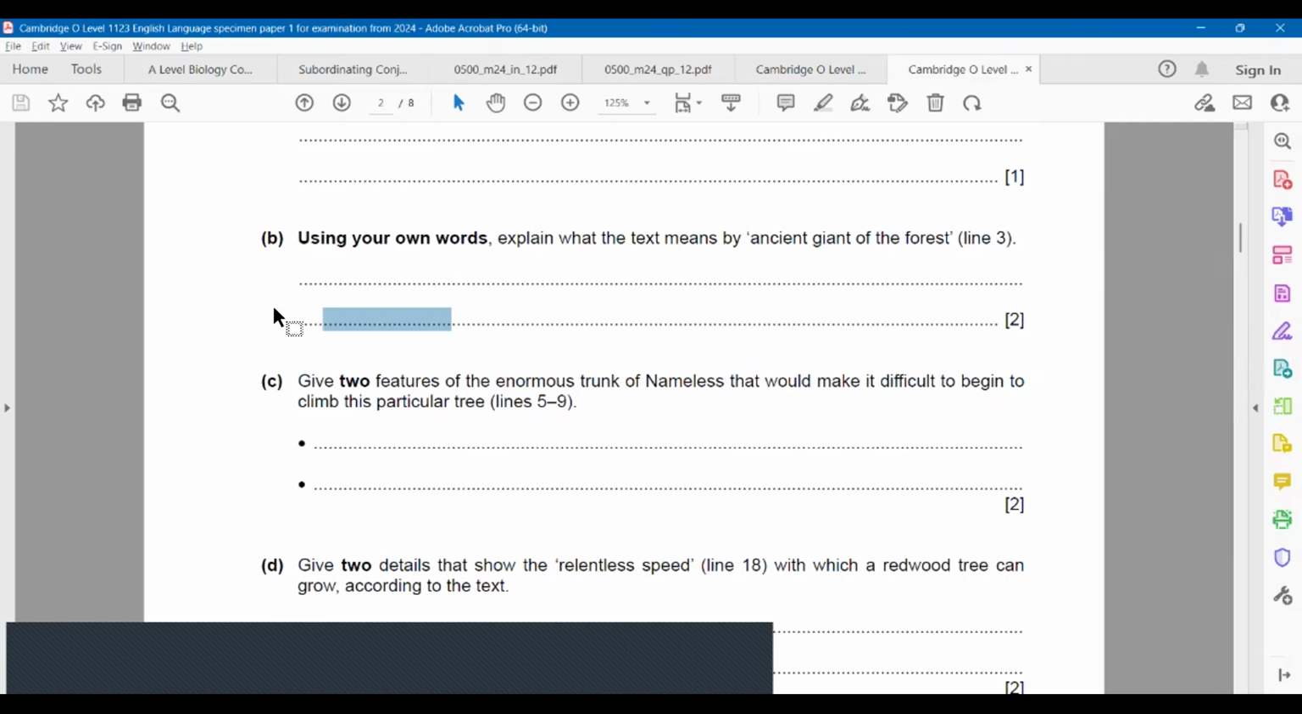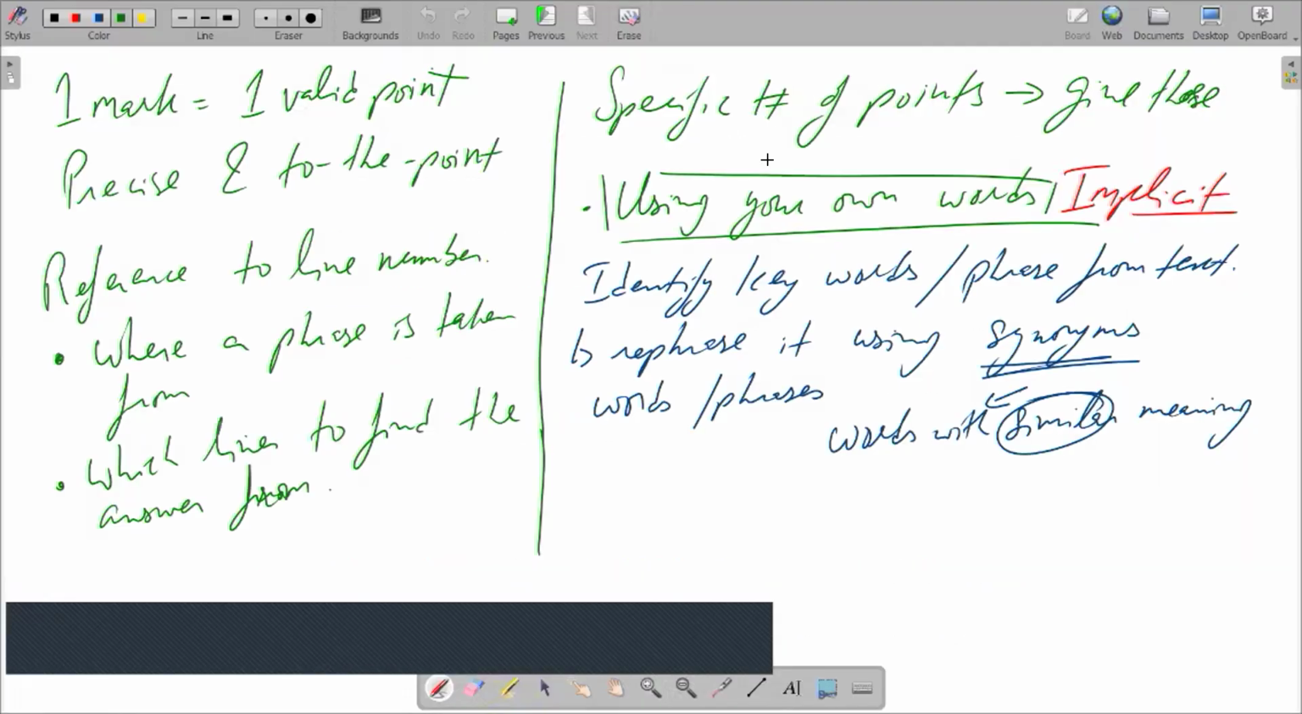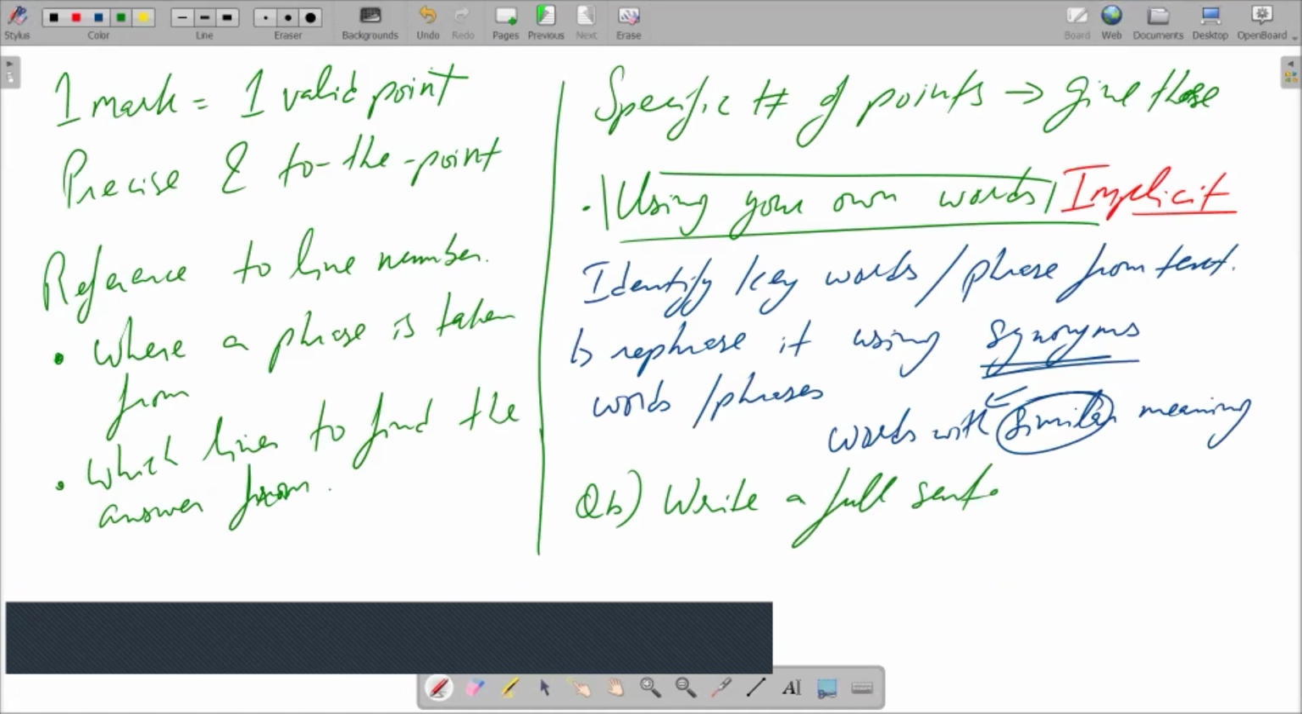The way you can do that is either you can write a full sentence. So if I just go to the whiteboard, in this particular question, which is question B, of the specimen, you can either write a full sentence using the synonyms that you've decided. Those synonyms can be either single words or synonym phrases.